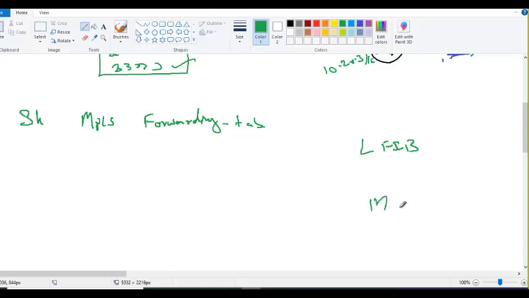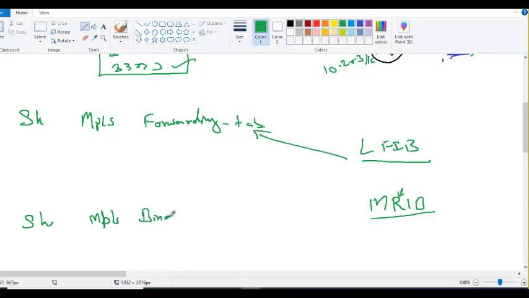Now there is another show command which will show you MRIB, the MPLS routing information base. This is LFIB, the forwarding base. This is the MPLS routing table. Show MPLS binding. Binding table.